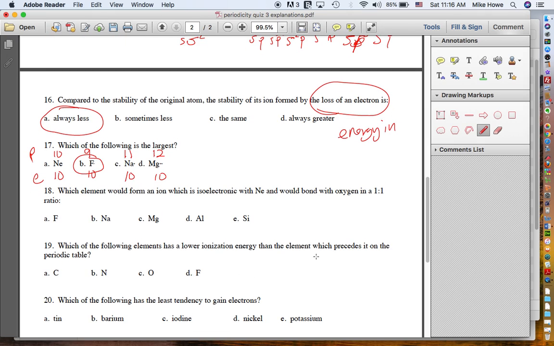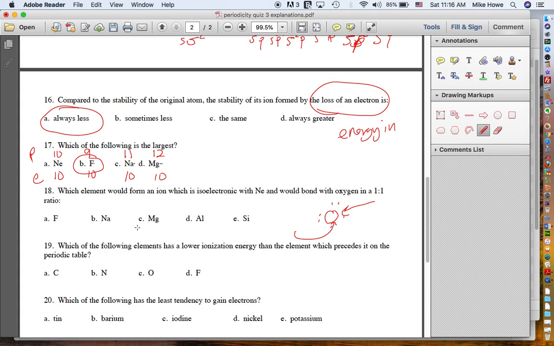All right, next one, oxygen bonding in a 1-to-1 ratio. Here is an atom of oxygen. It's got 6 valence electrons: 1, 2, 3, 4, 5, 6. So it has 2 open spots. There'd be a spot right here for an electron to go in and a spot over here for an electron to go in. So you look at these atoms.